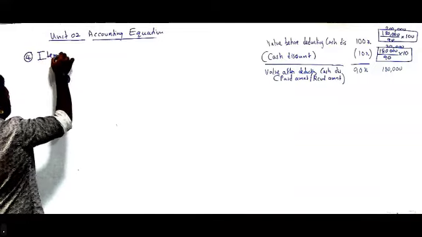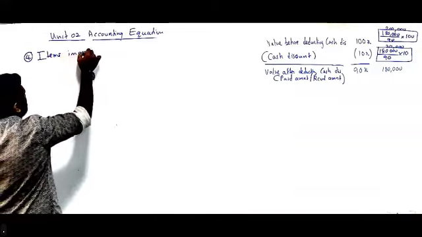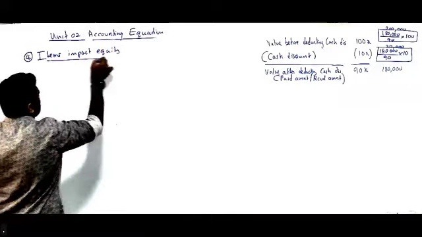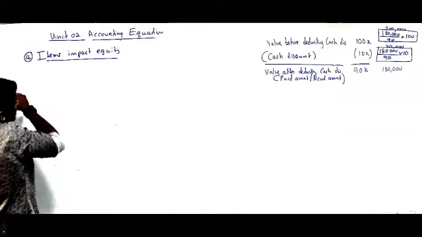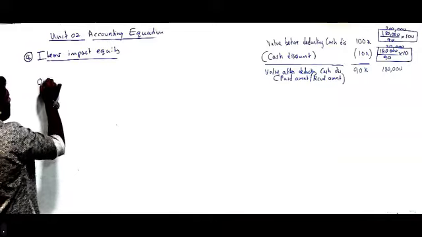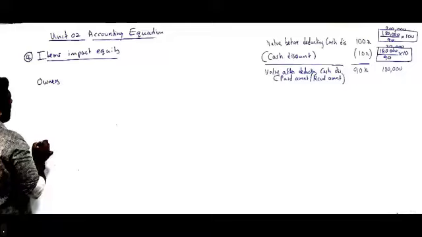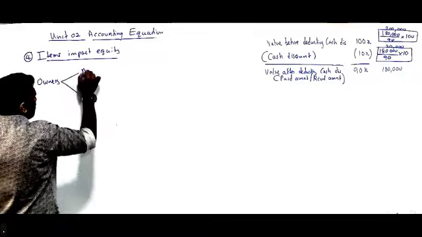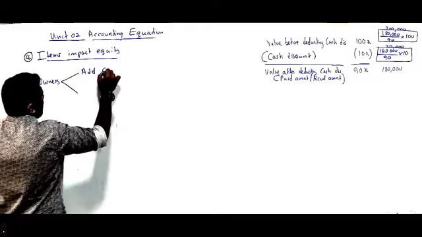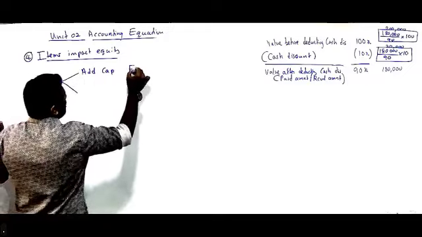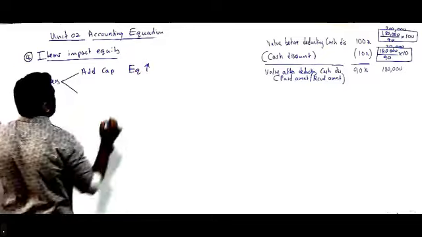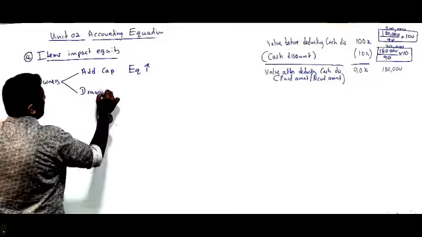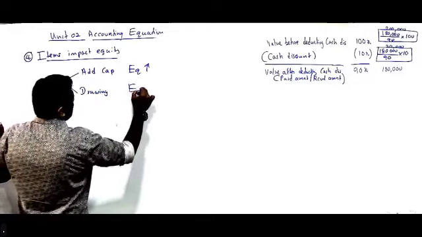Items that impact equity. Because of the owners, 2 items are there. What are the 2 items, people? Additional capital will increase the equity. Drawings will decrease the equity.